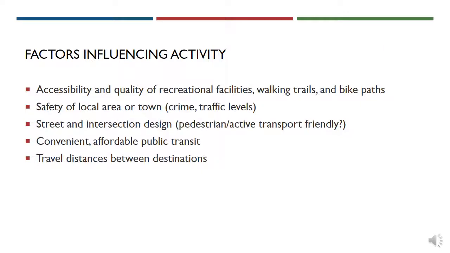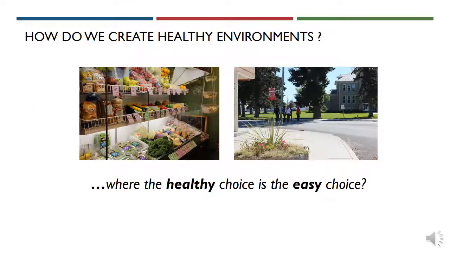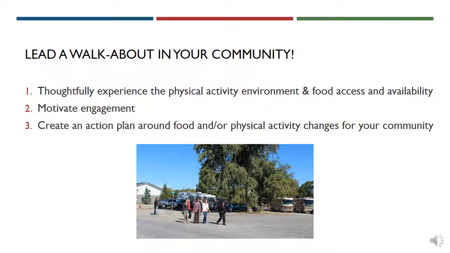Many factors can influence how active an individual is in his or her community. These factors include accessibility and quality of recreational facilities, walking trails and bike paths, safety of the local area or town, street and intersection design, convenient, affordable public transit, and travel distances between destinations. So how do we create healthy environments where the healthy choice is the easy choice? You can start by leading a walkabout in your community.